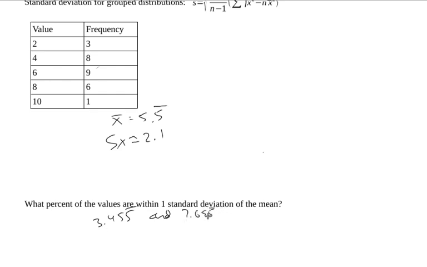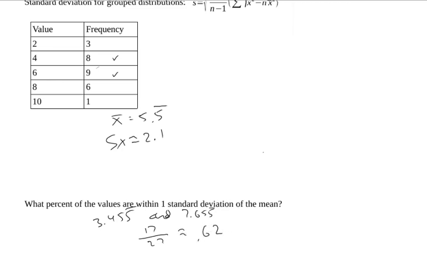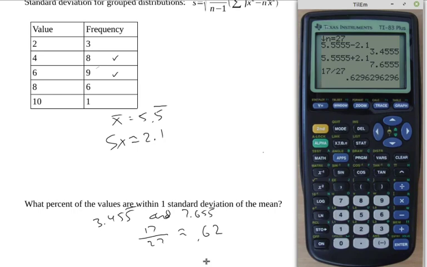Alright, so which values are between 3.455 and 7.655? Let's see, those ones and those ones, 8 are too high, which means we have 17 of the 27 values are within one standard deviation of the mean, which gives us approximately 0.6296.